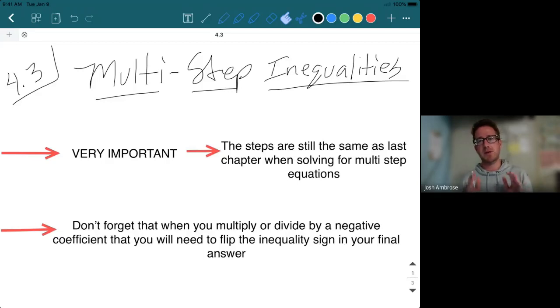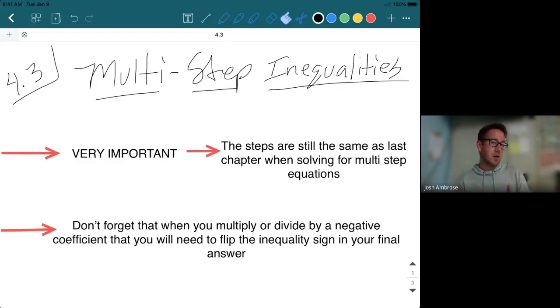I don't want you to get overwhelmed or confused or somehow messed up just because I took away an equal sign and replaced it with an inequality. Up to this point, the steps don't change. The only thing you have to remember, which we've done in a prior section, is that if you multiply or divide by a negative coefficient, then that will flip the inequality. All the other steps are still the same when you're solving a multi-step equation.